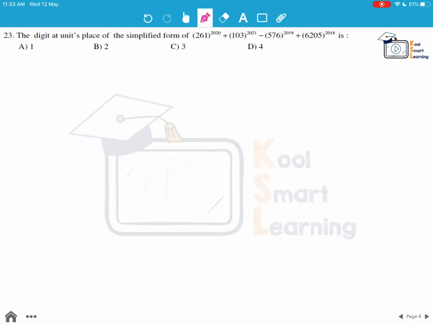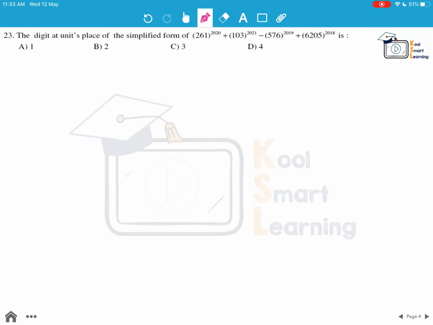So let's move to the next question. The digit at units place of the simplified form of this expression is. So now obviously, while we have to find out the units digit, we cannot be simplifying these individually and then adding them or subtracting them, right? 261 raised to power 20. This is not what we'll calculate, right?